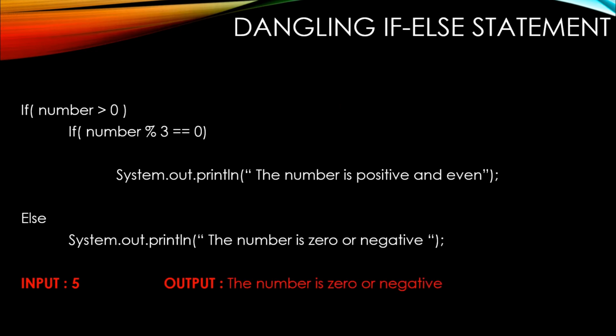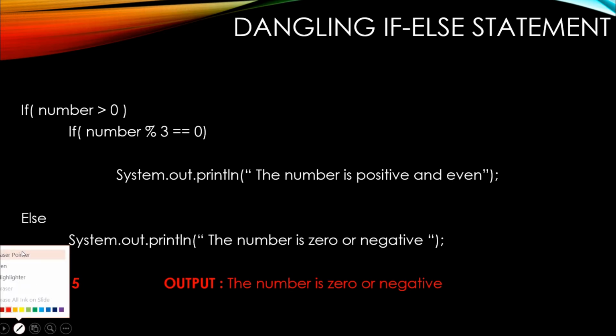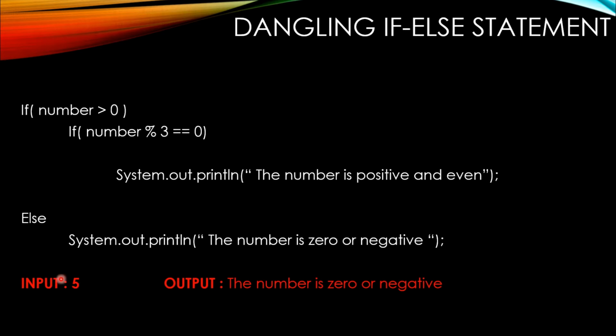If you have guessed the number is 0 or negative, then you were right. But is the number really 0 or negative? It's not. Right? So why does this happen? 5 is greater than 0. The statement fires and it enters the if block of the inner if statement.